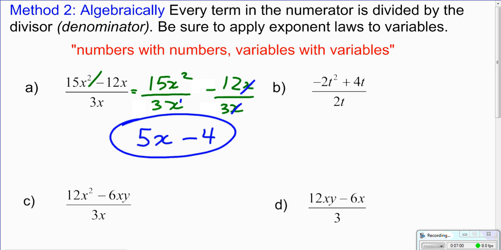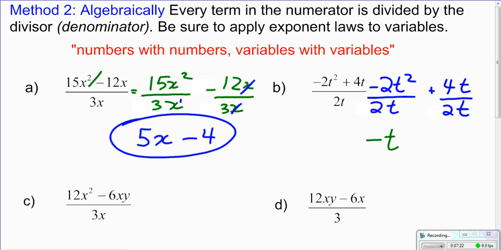Taking a look at the second one, we're going to do the same thing. When we divide, we're thinking numbers with numbers, variables with variables. So negative 2 divided by 2 gives us negative 1. I'm just going to write the negative sign. And t squared divided by t gives us 1t, t to the power of 1. Plus 4 divided by 2 is 2. T divided by t cancels out. So we're left with negative t plus 2.